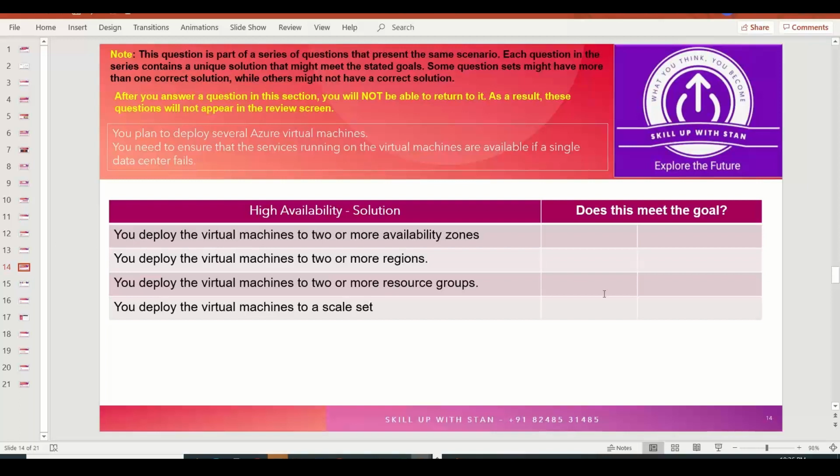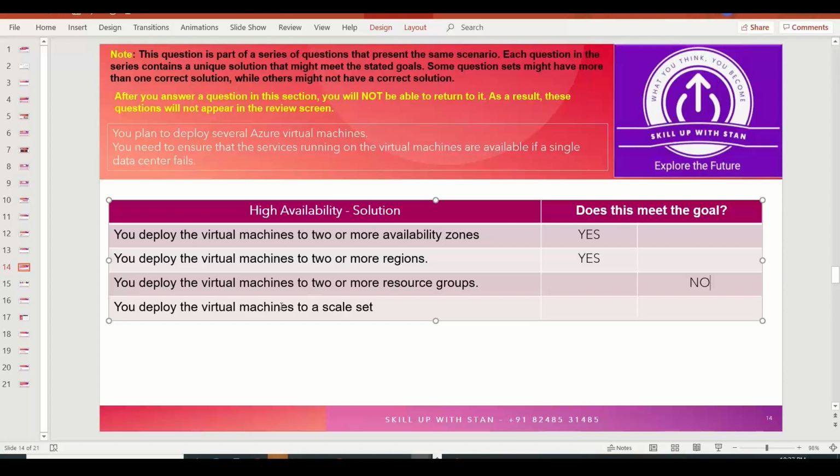So you deploy the virtual machine to two or more availability zones. Yeah, that stands correct. You deploy the virtual machine to two or more regions. Yeah, that is also possible. You can have a data center failure tolerated here. You deploy the virtual machine to two or more resource groups. No, resource groups are for creating isolation and segmentation for management purposes, not for having toleration at the data center level failure.